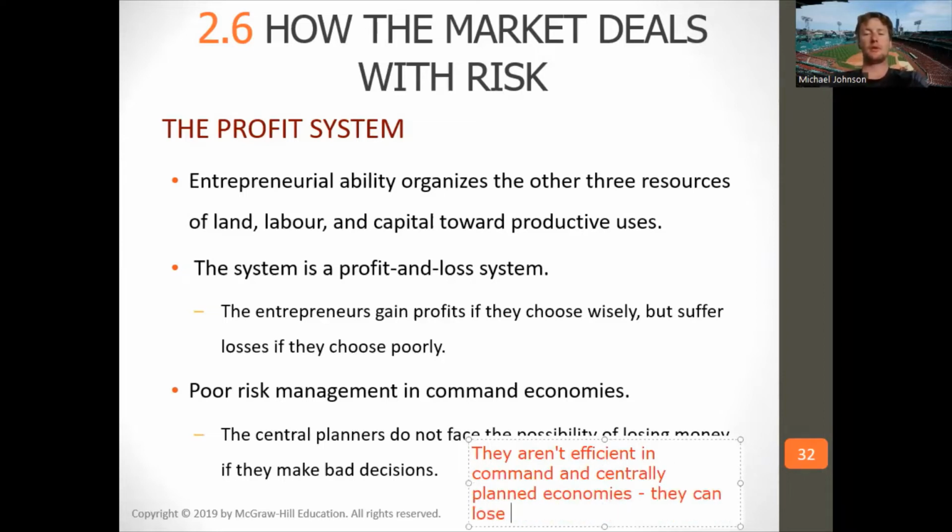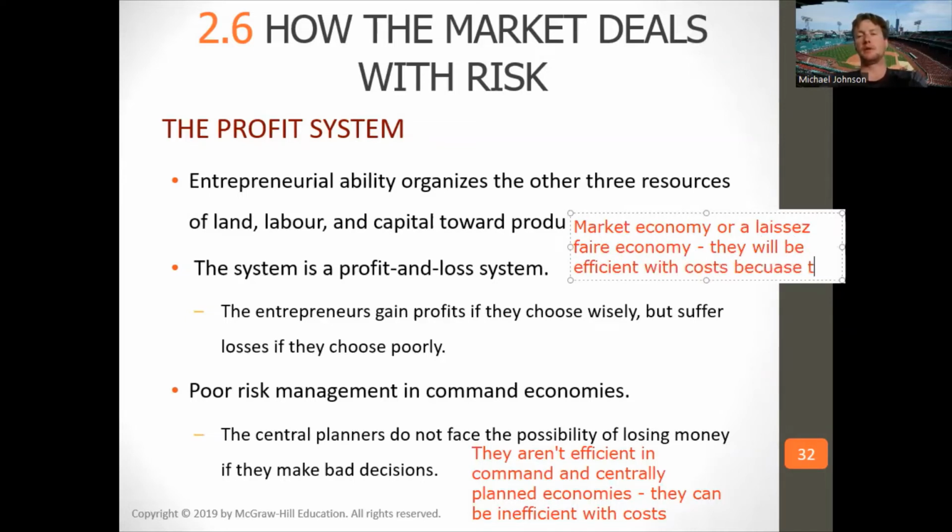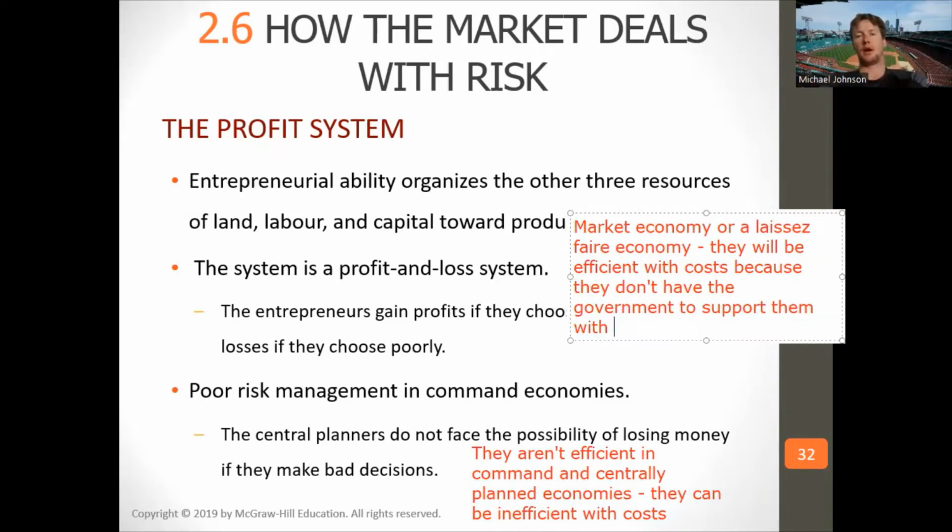They can be inefficient with costs. And then in a market economy, or laissez-faire economy, they will be efficient with costs because they don't have the government to support them with bailouts.